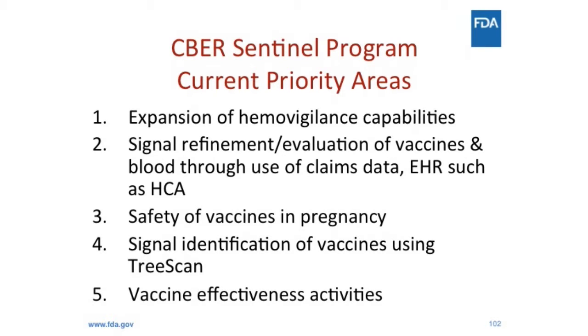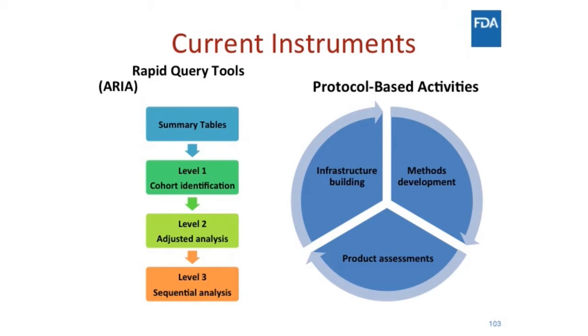So again, just to remind you that currently we have two instruments to do our surveillance work and interrogate Sentinel database. One is the rapid query tools, or ARIA, or modular programs that you heard about this morning. And also we have protocol-based activities, which we categorize into three groups. We have infrastructure building, methods development, and product assessments. So I would like to shift the focus now on an update on some of our recent activities within the CBER Sentinel program.